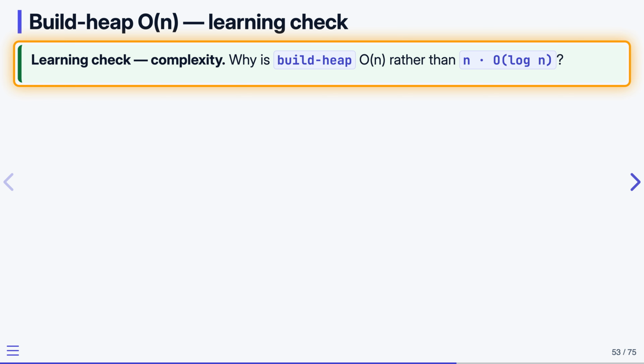So in your own words, why is build heap big O of n rather than n times big O of log n? Pause and answer.